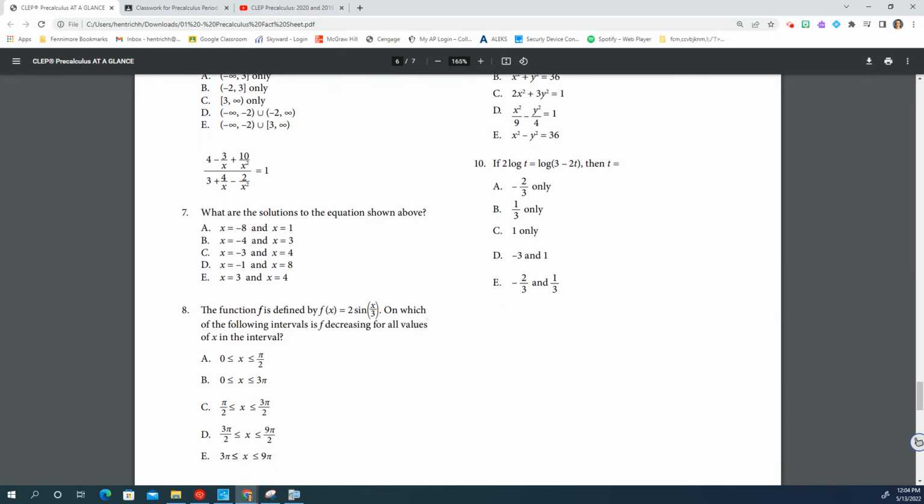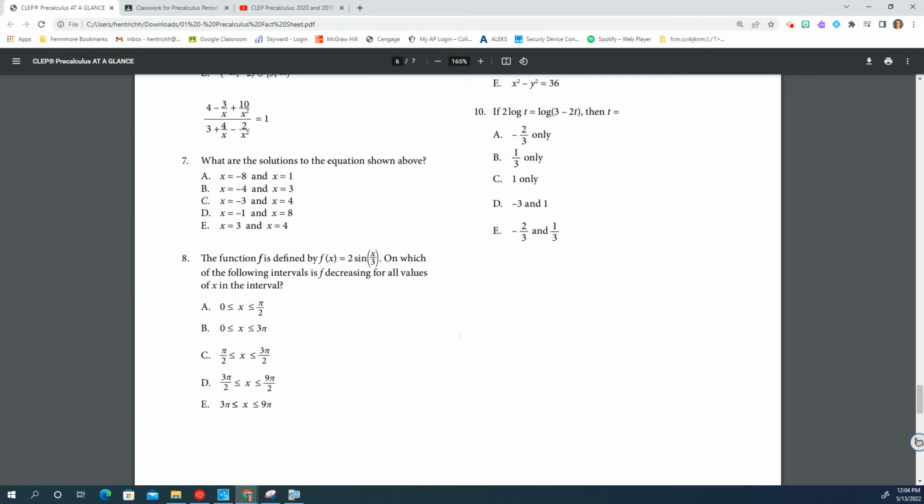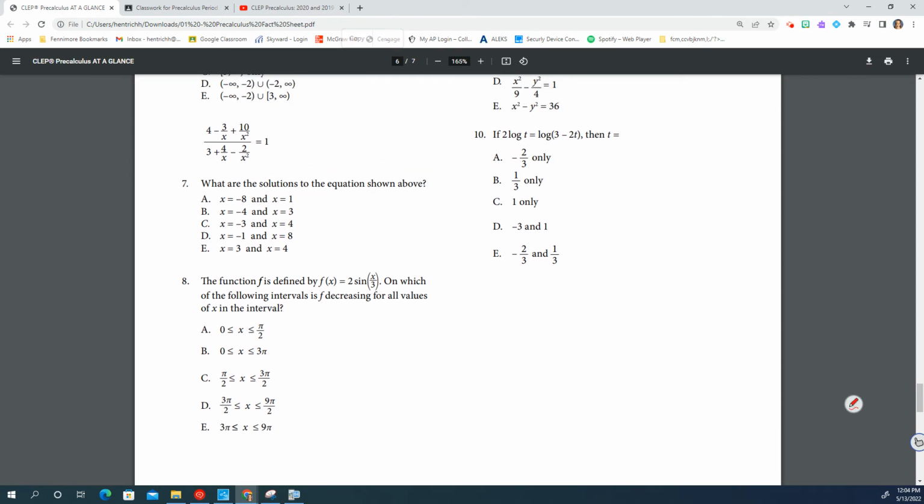Ooh, log equations. This one, students were a little rusty, so we need to practice our logs. How much would that be? 8.